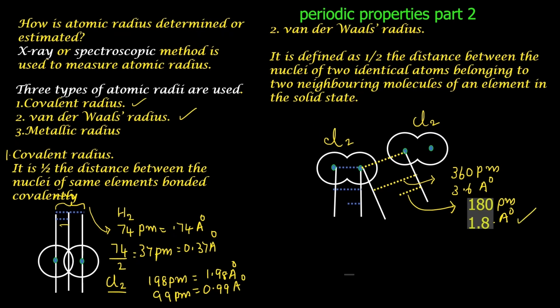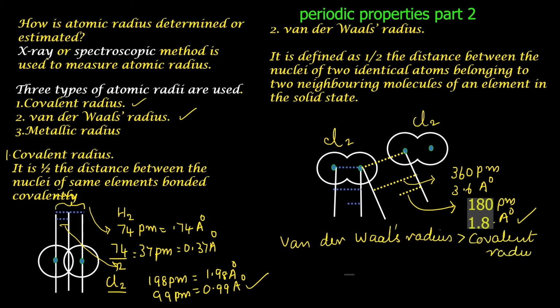Now if you compare the van der Waals radius and covalent radius of chlorine atom, you can easily understand that van der Waals radius is greater than covalent radius. This is true for all elements. Why is van der Waals radius greater than covalent radius for any element?